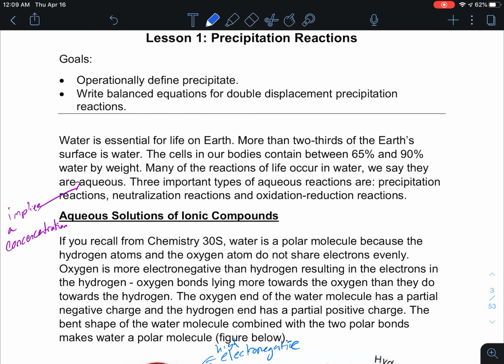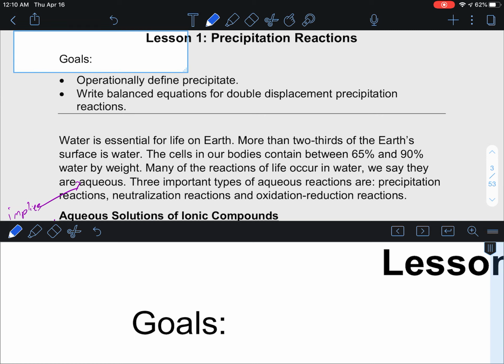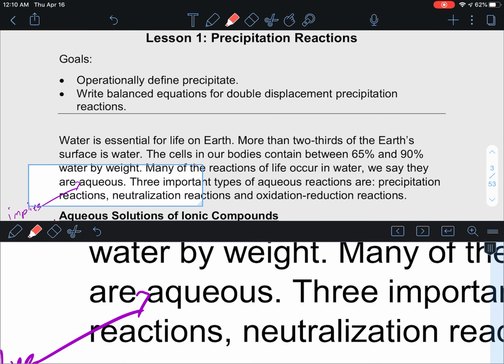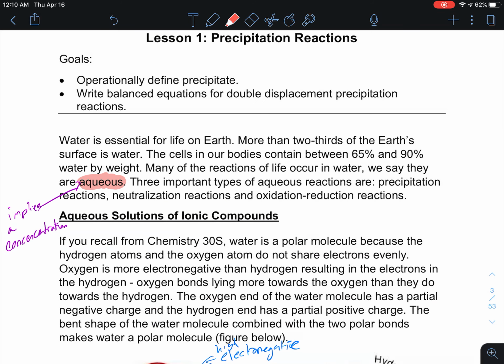So precipitation reactions are when we're talking about an equilibrium that has to do with solids going into liquid. So we're really going to be focusing in on the idea of aqueous. Aqueous reactions are those that have some sort of solid dissolved in water.